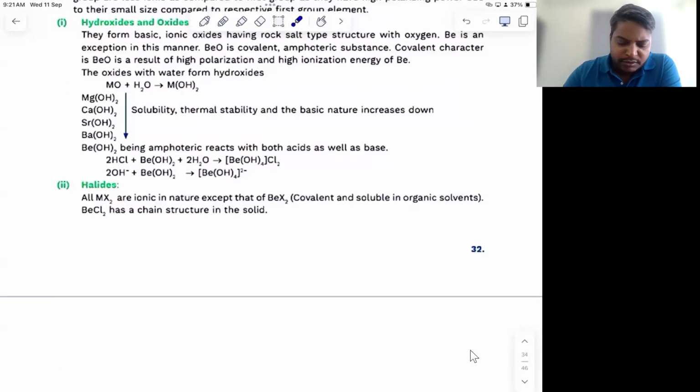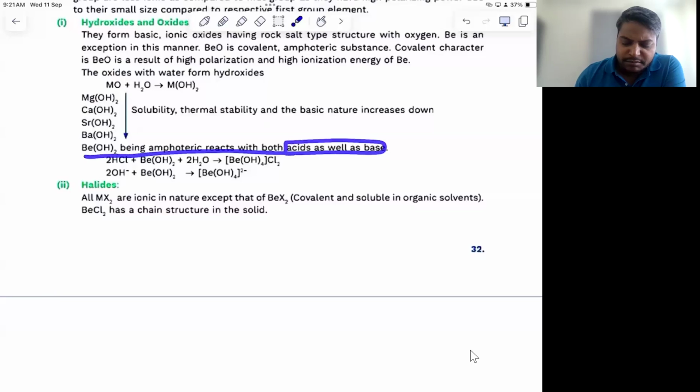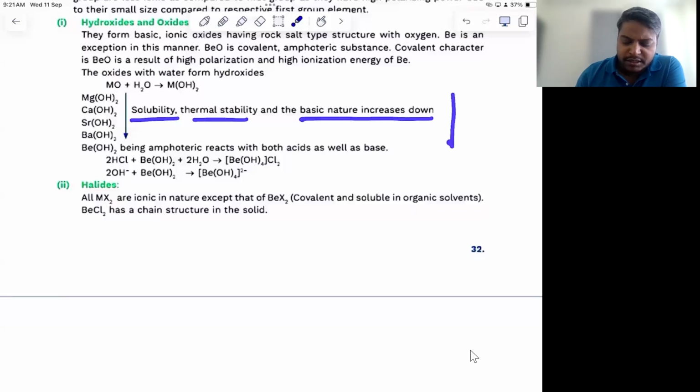Next, when it comes to hydroxides, these are the hydroxides. Solubility increases down the group, in which beryllium hydroxide, being amphoteric, reacts with both acids and bases. So solubility, thermal stability, and basic nature all increase down the group.